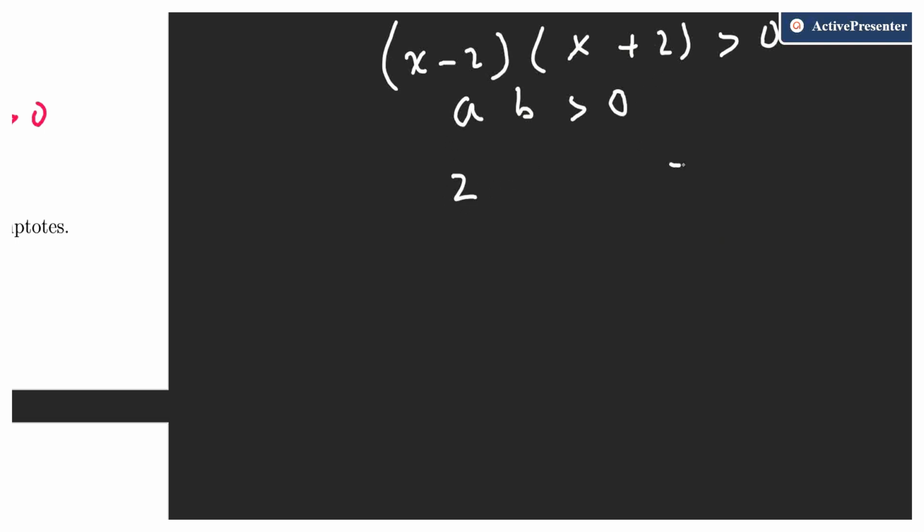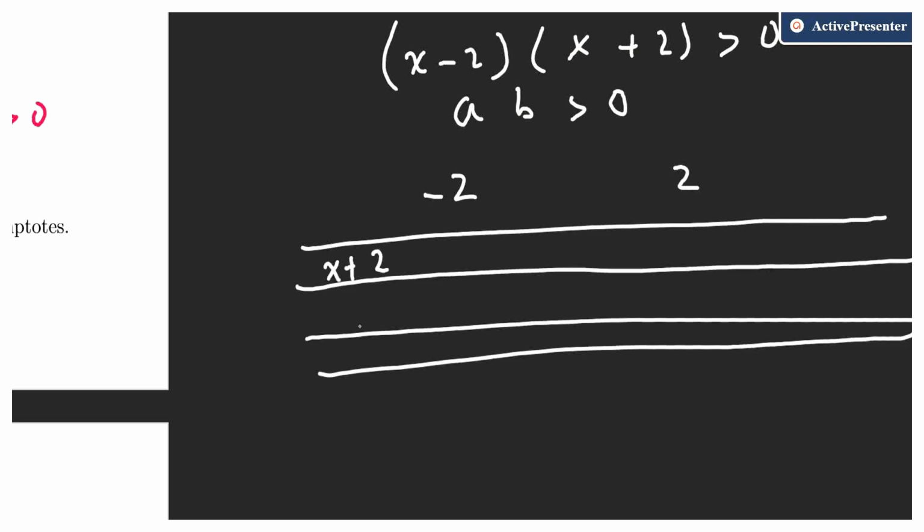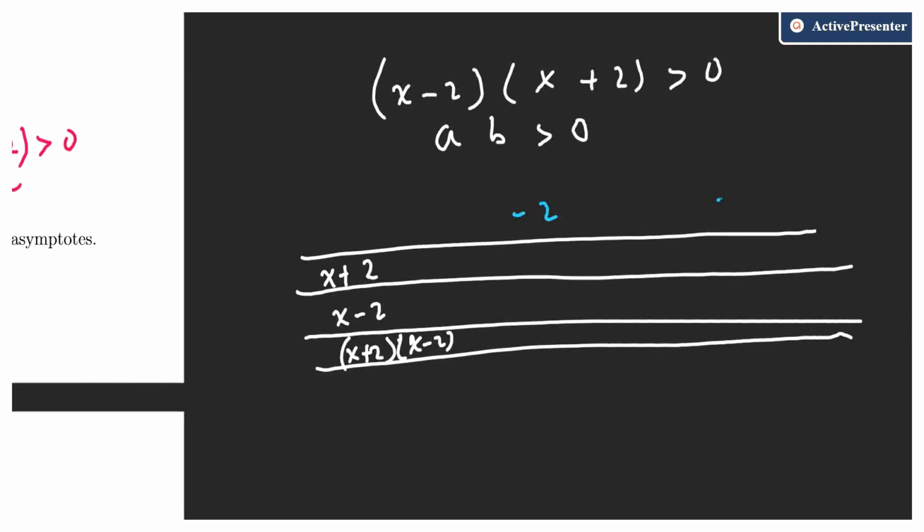x plus 2 will be 0 at negative 2, but minus 2 is less than positive 2, so minus 2 should be to the left of 2. So we draw a number line for x plus 2, for x minus 2, and for their product, x plus 2 times x minus 2. Now we have a number line which is subdivided into 3 regions because we have two numbers, minus 2 and 2. One is x less than negative 2, the other one is between minus 2 and 2, and the third one is after 2.